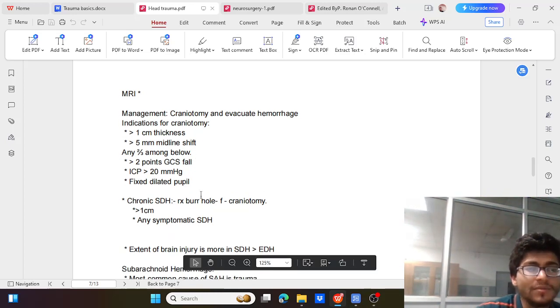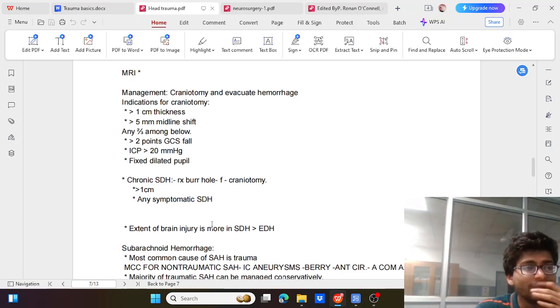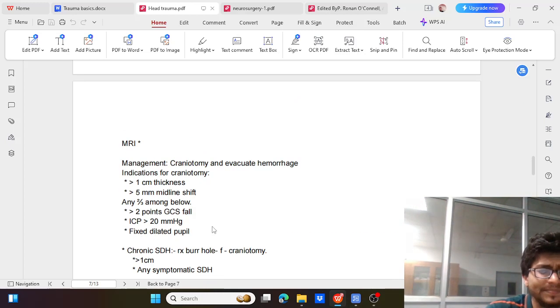In chronic SDH, initially we go for burr hole followed by craniotomy. Here again the scenario is the same: if there is more than 1 centimeter thickness or any symptomatic SDH, in these cases we go for a craniotomy.